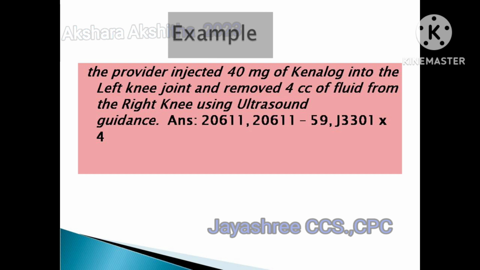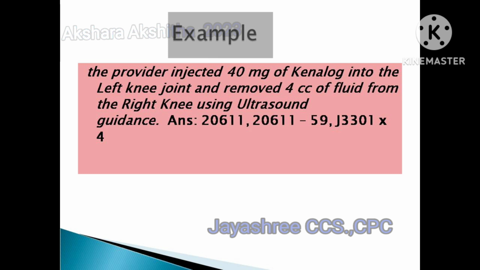For example, the provider injected 40 mg of Kenalog into the left knee joint and removed 4 cc of fluid from the right knee using ultrasound guidance. So the doctor is performing a left side injection and a right side aspiration. So we have to bill 2 units, 20611 times with the 59 modifier. Additionally, the Kenalog drug code from the HCPCS, and this unit is based on the mg.